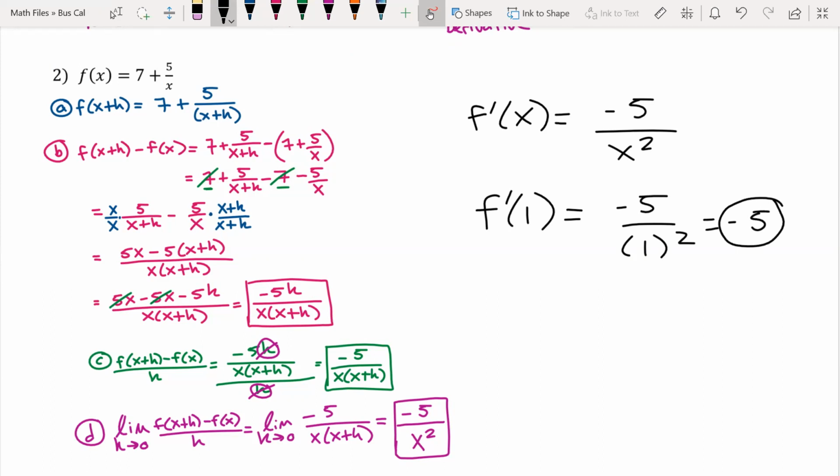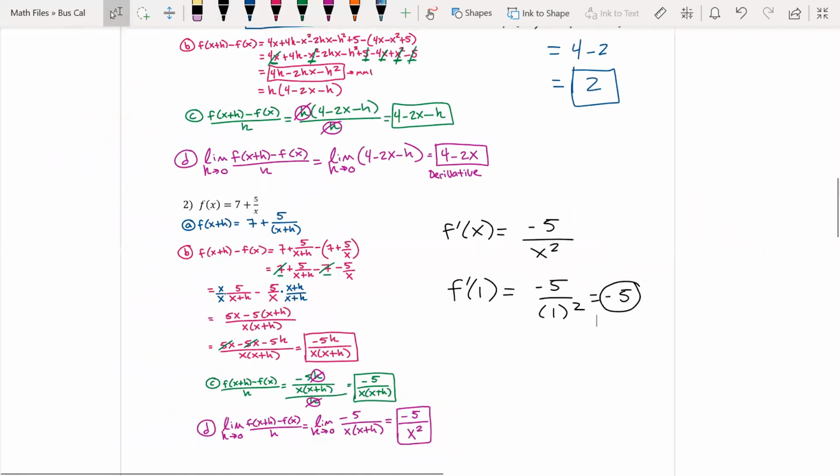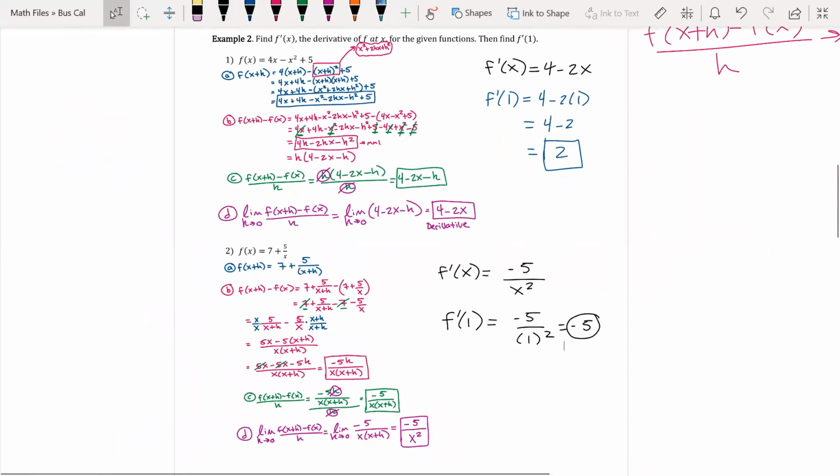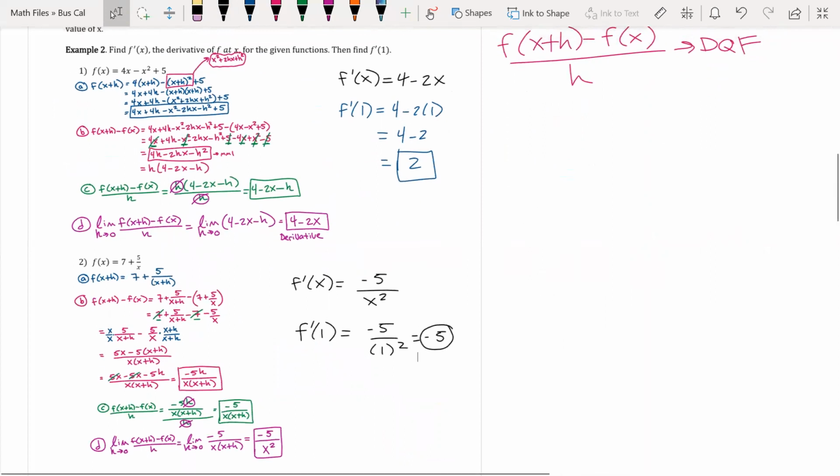Okay. So those are derivatives, and it is definitely an algebraic process. Very easy to make a mistake. So watch all your steps, watch all your signs, watch all your multiplication. Okay. Any questions on this page?